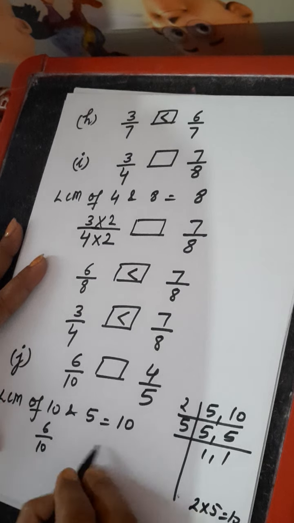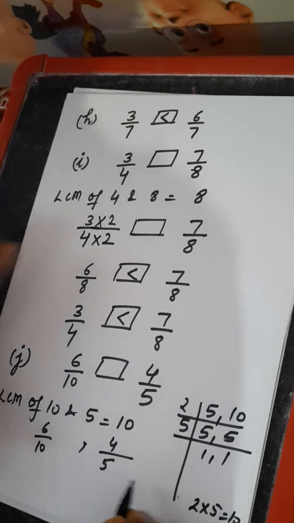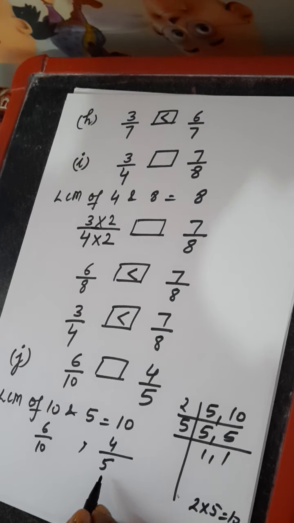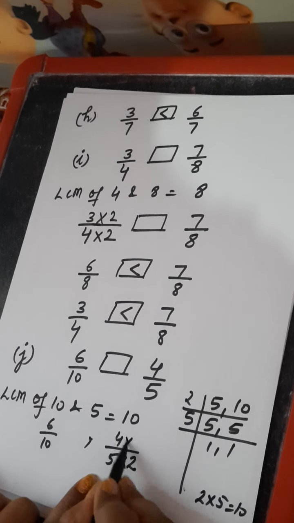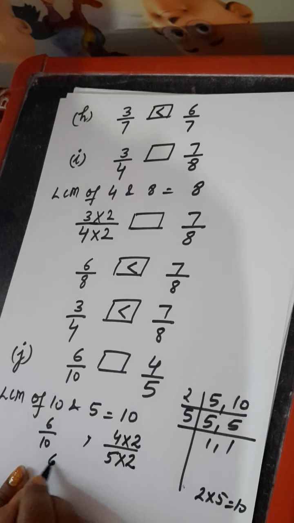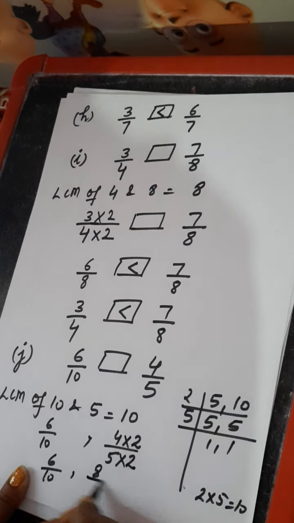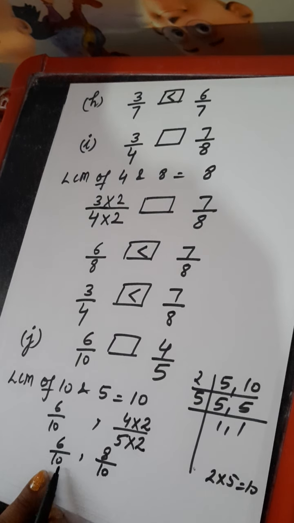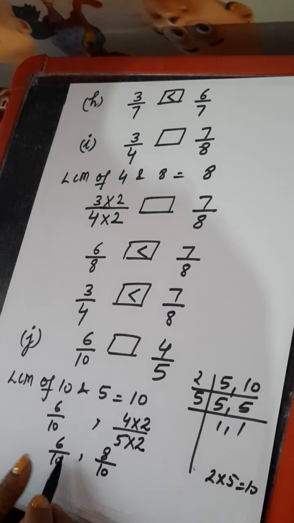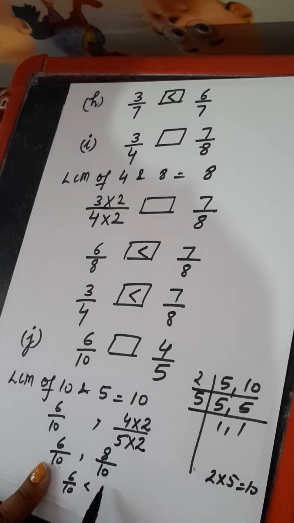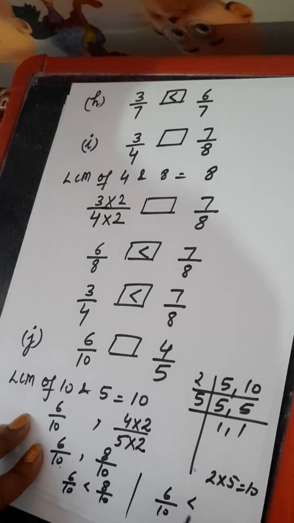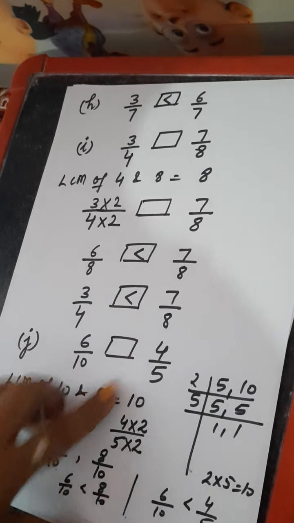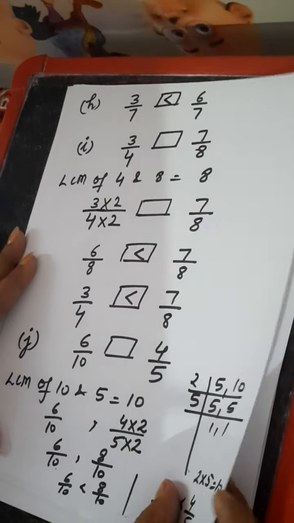6 upon 10 as it is. 4 upon 5. Okay. 5 in the denominator. By which number you multiply 5 so that you will get 10? That is 2. Multiply 2 in the denominator. Multiply 2 in the numerator as well. So you have 6 upon 10, 8 upon 10. Now denominators are same. So compare numerators. Here 6 upon 10 is lesser than 8 upon 10. So we can say that 6 upon 10 is lesser than 4 upon 5. So this is your part J.